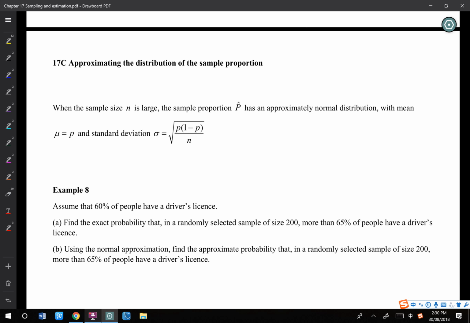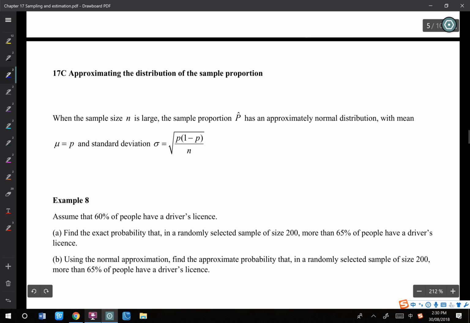Revision from yesterday. What's the expected p hat? P. Okay, good. What's the variance of p hat? Well, you can say standard deviation of p hat, not necessarily that. Square root of p times 1 minus p.